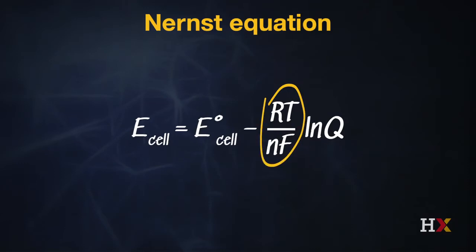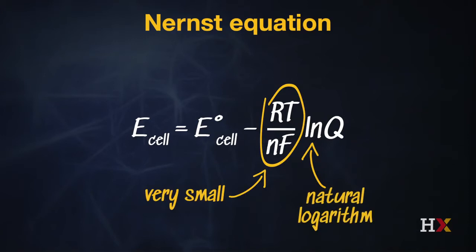And the effect that this has on the cell voltage is profound because this quantity is very small, and this quantity is a natural log of a quantity representing the ratio of products to reactants. That means that the ratio of products to reactants has to be huge before the cell voltage changes.